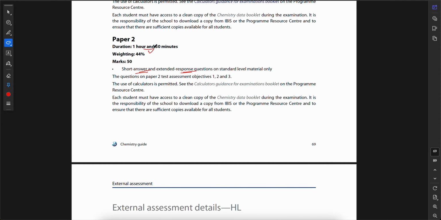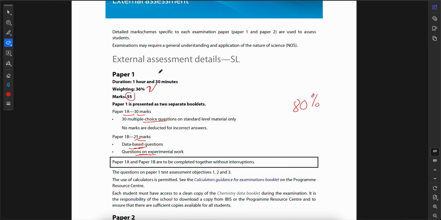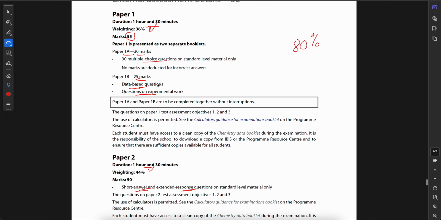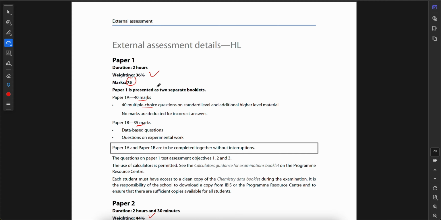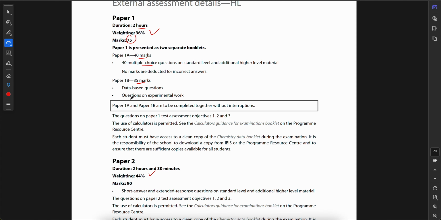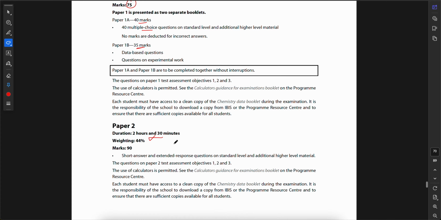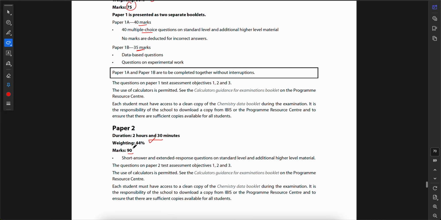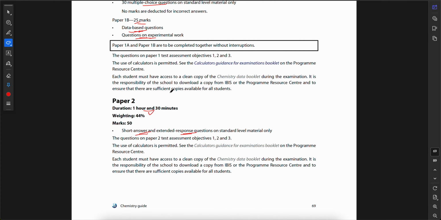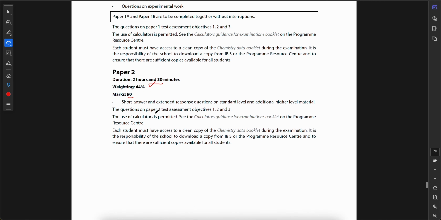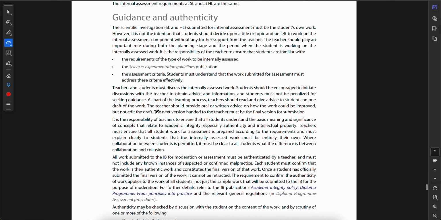For HL, paper 1 is 2 hours, SL 1 hour 30 minutes. So you've got 30 minutes extra for HL. And for paper 2, you've got 1 hour extra. And the marks are 90 for HL, but for SL, the marks are 50. So that's a 40 marks difference. It's quite a big difference.